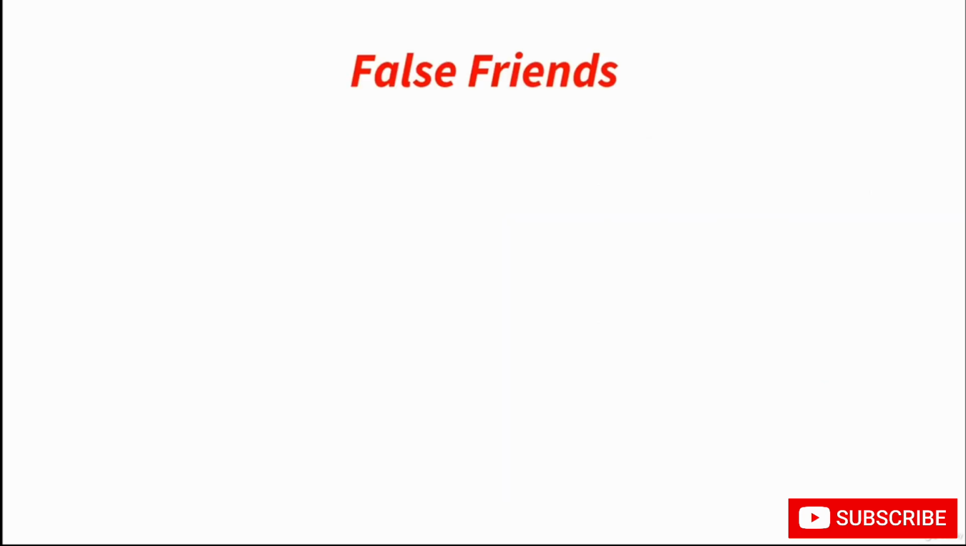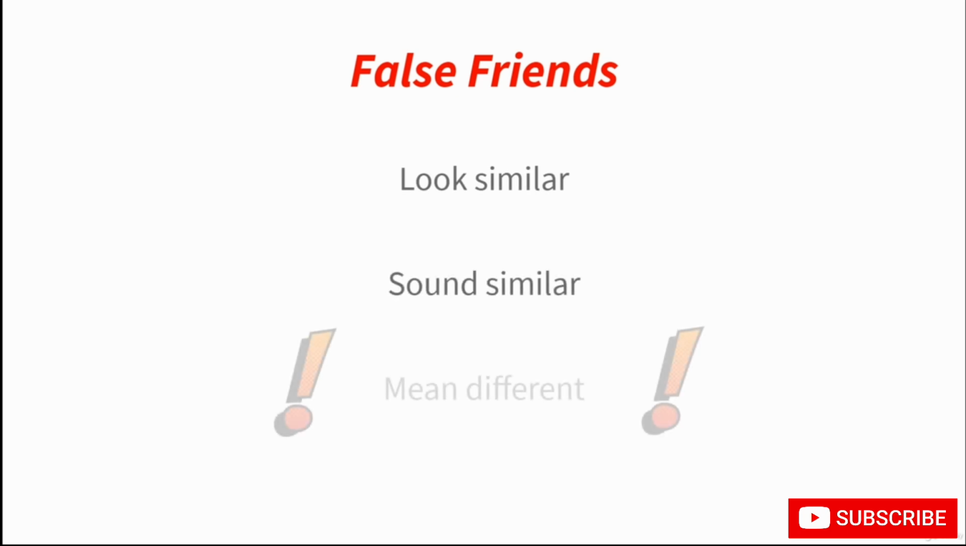Let's start with the definition of false friends. False friends are the words that look similar, sound similar, but mean different in different languages. Today we will learn commonly confused words in German and English because of false friends.